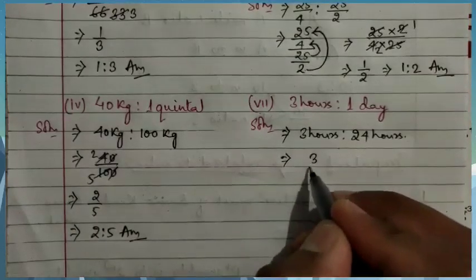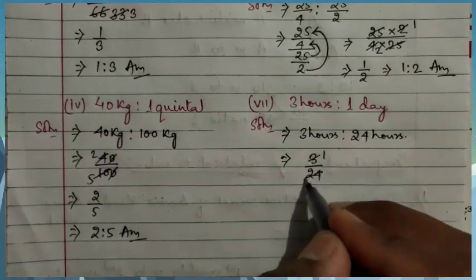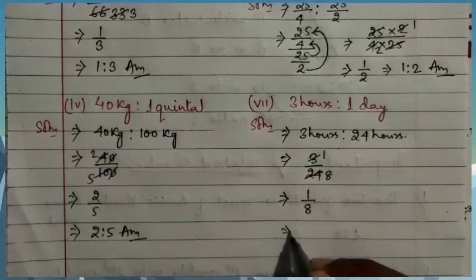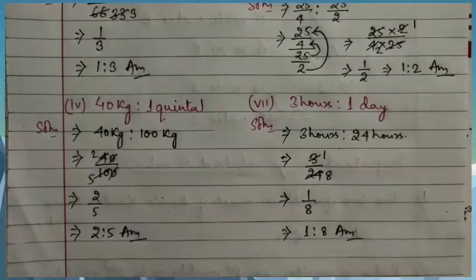Now we can write 3 by 24. Now we will reduce. 3 1s are 3, 3 8s are 24. In the next step we got 1 by 8, that is equal to 1 ratio 8. This will be our answer.